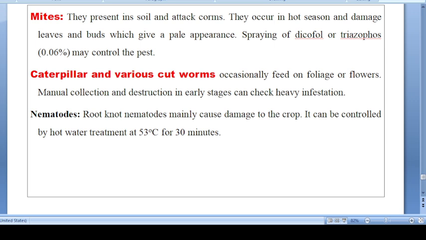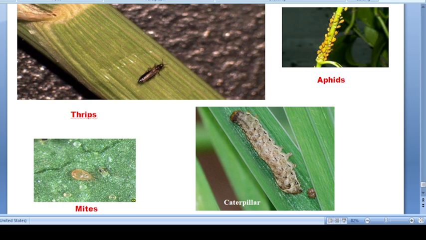Here, like proper application of FYM, neem cake, even pongamia cake, and also bioagents. Even marigold we can grow as a trap crop. That is the control measure for nematodes. So here you can see the thrips, aphids, and also caterpillar infestation on the gladiolus plants. So this is in brief about gladiolus.